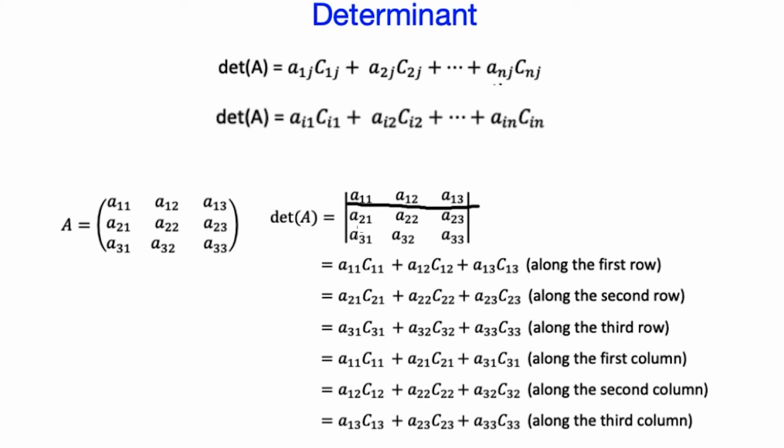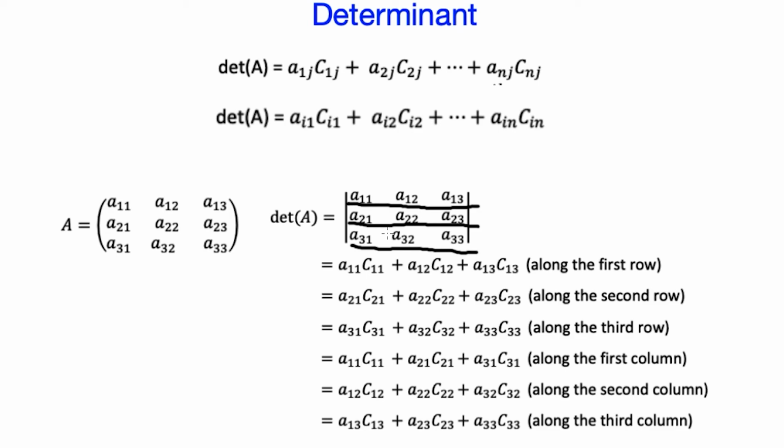And we can take any row, so they will all be equal. There is no difference between them. We can also take this row, for example, here, so it is A21 times its corresponding cofactor, plus A22 C22, and A23 times its corresponding cofactor C23. And also for the third row, the same.